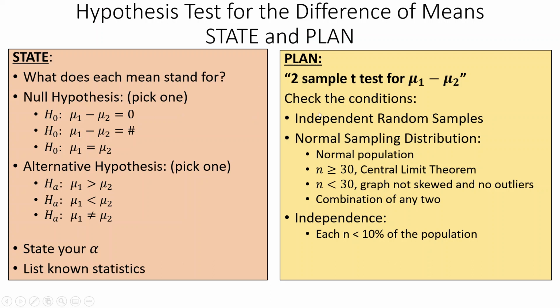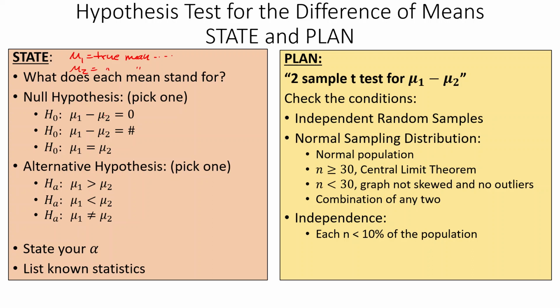I kind of separated into two slides here, but we've got our state, where we state what each mean stands for. They don't have to be mu sub 1 and mu sub 2, but you can use that if you want. But it should always start with the true mean and then say what context it is. Same with mu2, same thing, true mean, and so on.